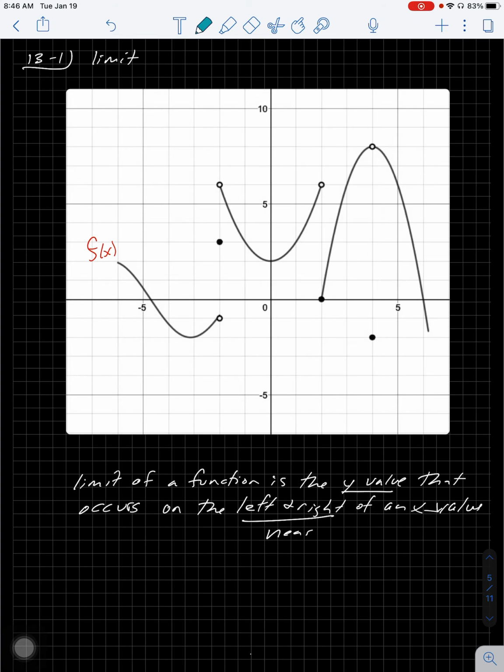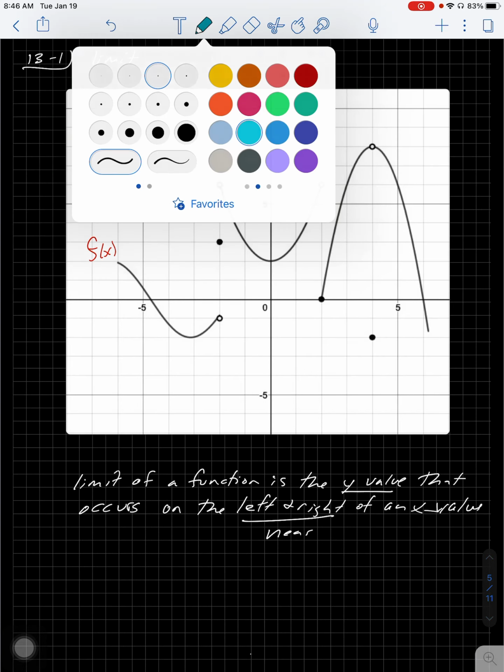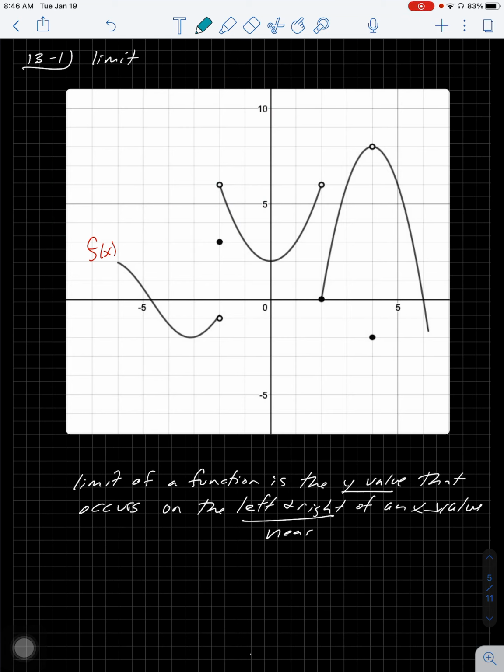Okay, let's try another x value. Let's try x equals -2. Let's look at this place. So first let's figure out what is the function at -2. So I go up and down from -2, and where do I hit the function? I hit the function right here. That's where my closed dot is. So the function at -2 is 3.